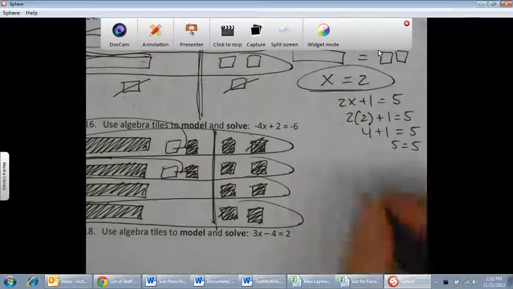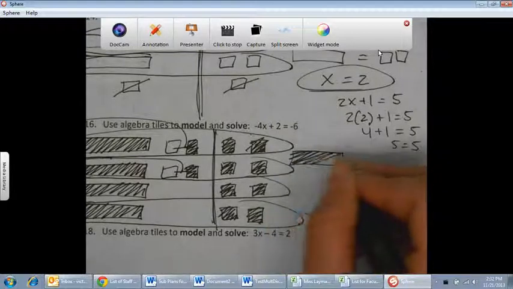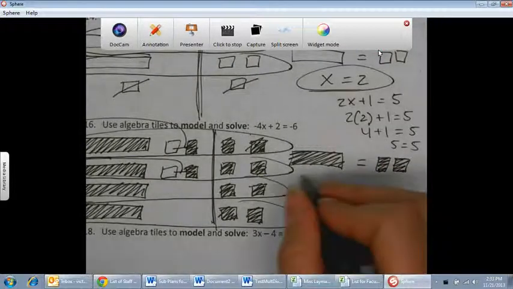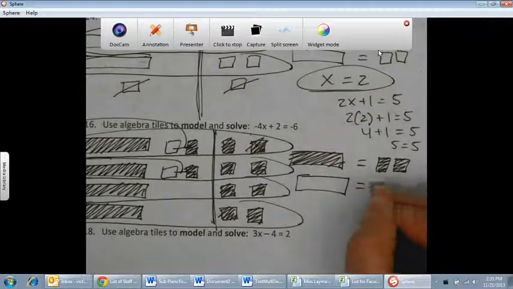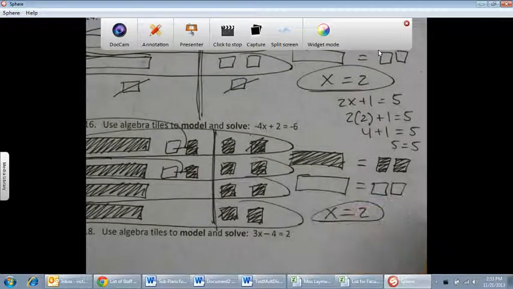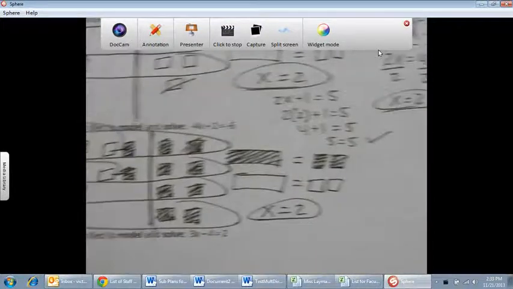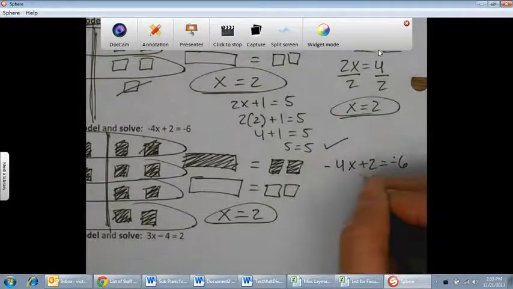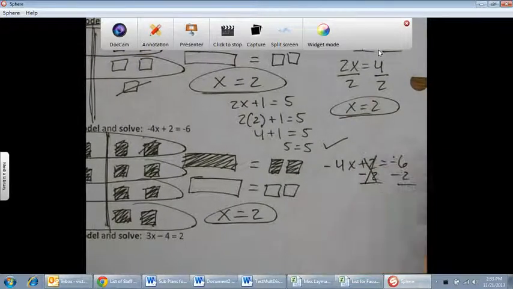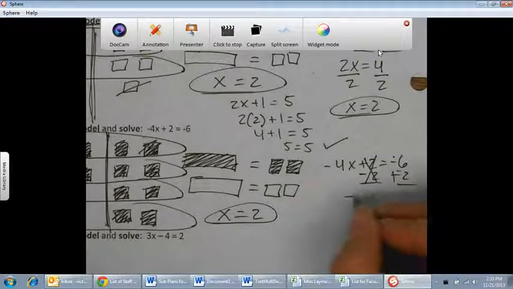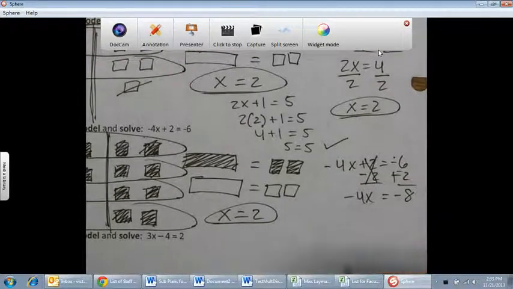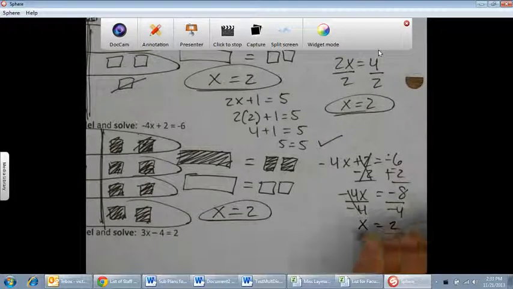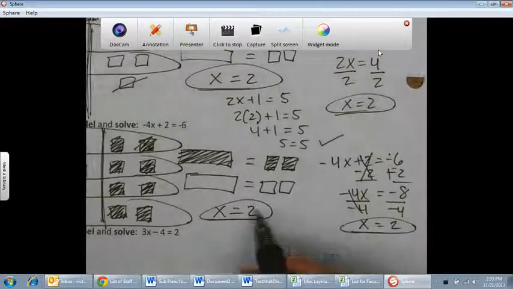So if we know that one negative tile is equal to 2 negatives, then we also know that a positive tile is equal to 2 positives. So therefore, x is equal to 2. And you can see that by, if you solve the equation, and you subtract 2 from each side, 6 minus a positive 2, leave, change, is going to give you negative 4x equals negative 8. You're going to divide by negative 4 on each side, and that's going to leave you with x equals 2, because a negative divided by a negative is a positive. These two match up, so that's great.